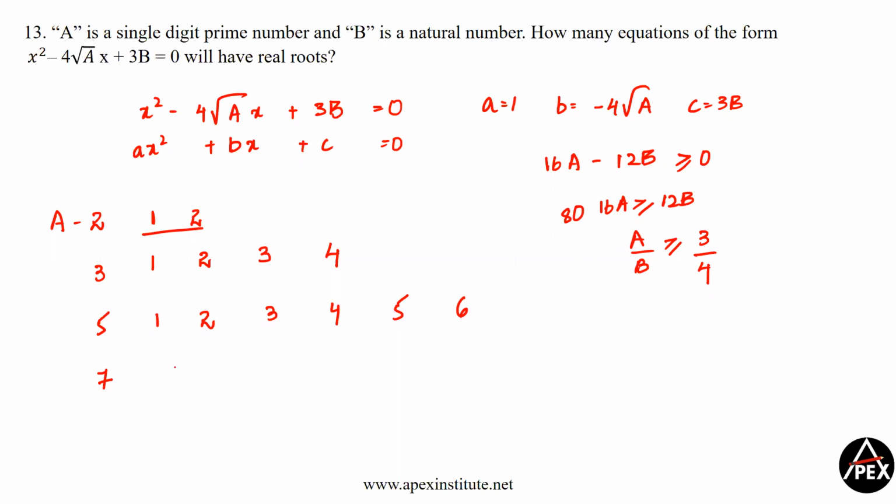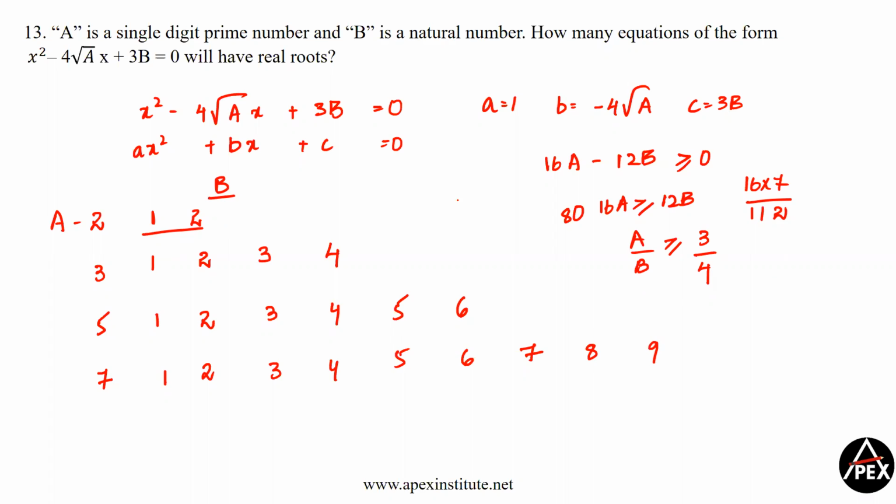Now when the value of a is equal to 7, so 1, 2, 3, 4, 5, 6, 7. Can the value of b be equal to 8? So 12 into 7 is nothing but 84. Yes, 12 into 8 is 96 and 12 into 9 is 108. Okay, so these are the values of b corresponding to the respective values of a.